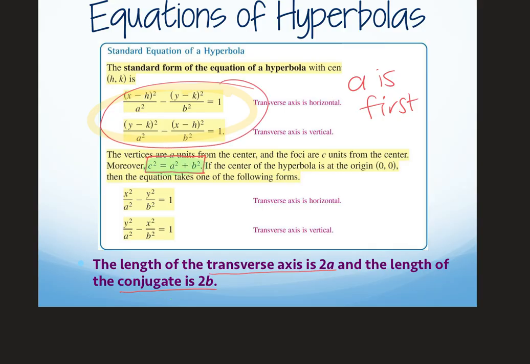C squared is equal to A squared plus B squared. Transverse is 2A, conjugate is 2B, and A is first. So the biggest difference between ellipse and hyperbola is the minus in between, and C squared equals A squared plus B squared, and then obviously the shape, but the rest of it is pretty much the same thing.